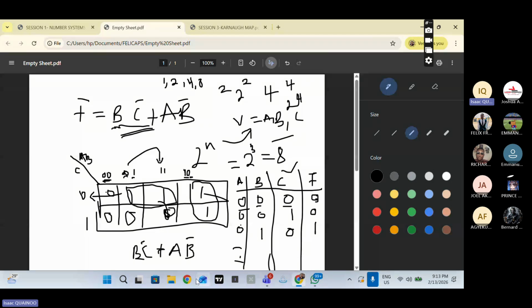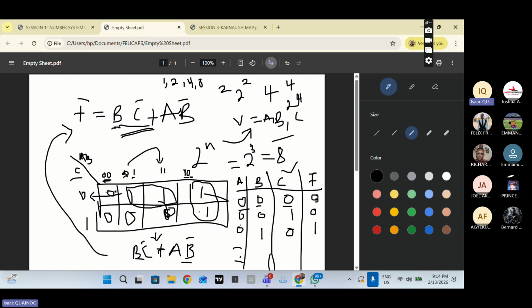But when you compare C to this, we have 0 and 1, right? To 1 and 0, there is no possibility. Even if you invert the values of C, you will not still get 1 and 1. So that means C is not part of the second term. So we can conclude that the function from the K map is B not C plus A B not, which matches exactly with the function from which we deduced our K map.